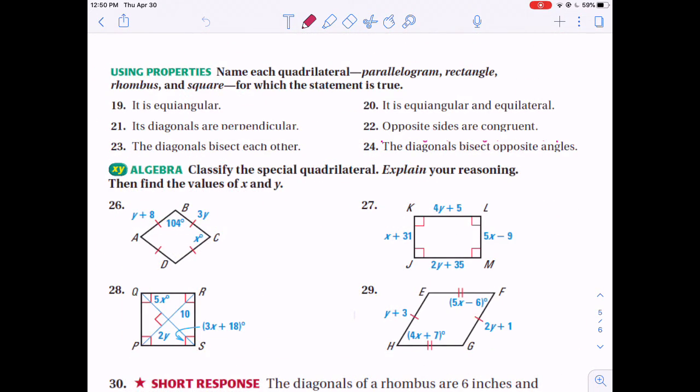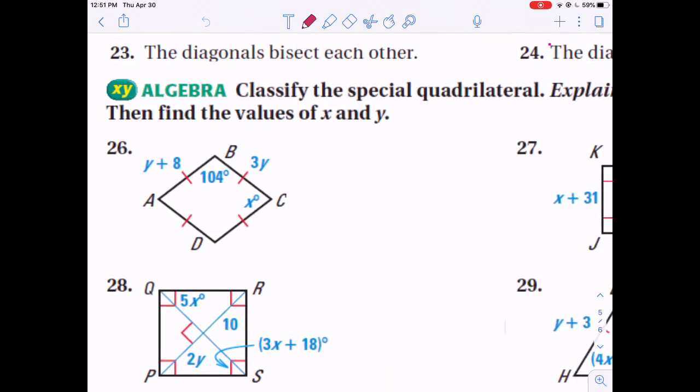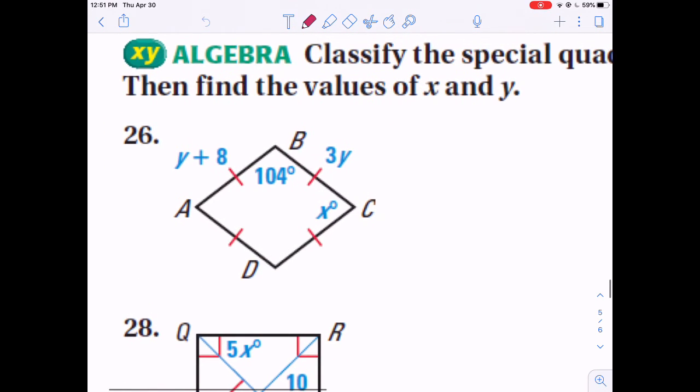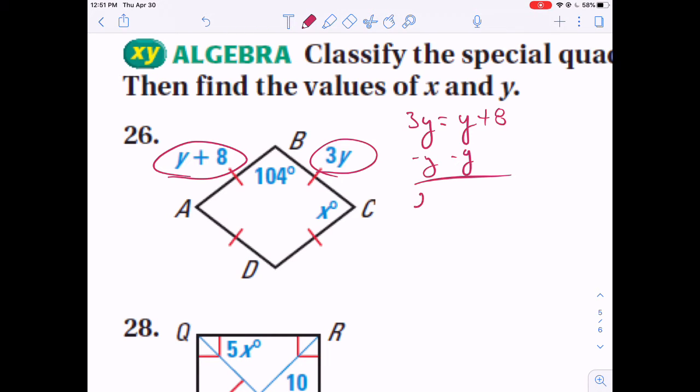Let's try some other problems with our rhombus and rectangles from the skills practice, number 26. Again, look at the markings. Four sides equal means a rhombus. This side is y plus 8, and this side is 3y. Hopefully you realize that these two are equal. So you'd write 3y equals y plus 8, and just go through the algebra. Subtract y. 2y equals 8. y equals 4.